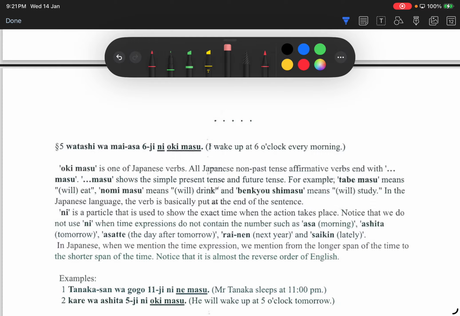So when there is a number, we need to put the ni particle, which means at this timing. For example, 3月, March. There's a number, so we need to put the ni to tell people it's in March. So it's not at March, it's like in March. But anyway, it still refers to that month. So as long as there's a numbered expression, we need to put this particle ni.